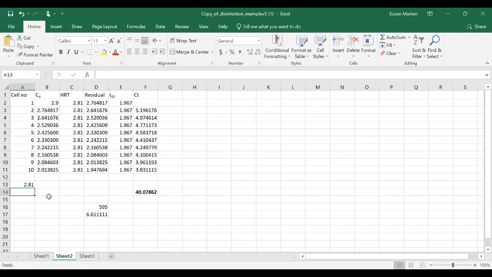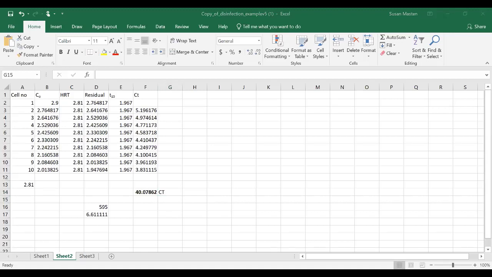So at a hydraulic retention time of 2.8 minutes in each cell and an initial dose of 2.9 milligrams per liter, we can achieve 40 milligrams per liter minute as our CT. So this here is the CT, and that meets the required value.